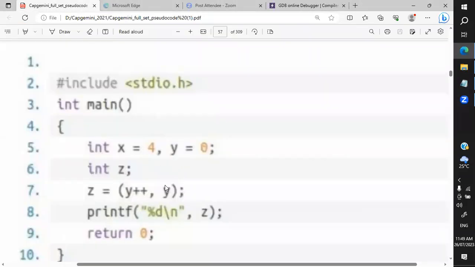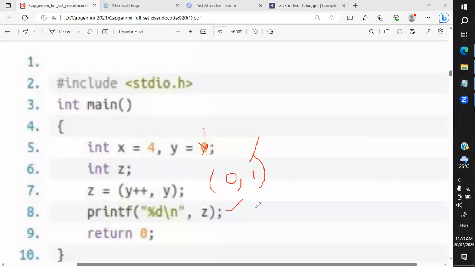Now tell me what is the answer. For sure, you can easily answer it. The answer will be 1 definitely. Why? Because z is equal to y plus plus. Y plus plus means it is post increment. Here it will consider 0, but in the memory, the value will be updated as 1. Then again we are writing y, that means it will consider 1. So with braces, 0 comma 1 means the last value it will consider, which is 1. That's it. Understood?